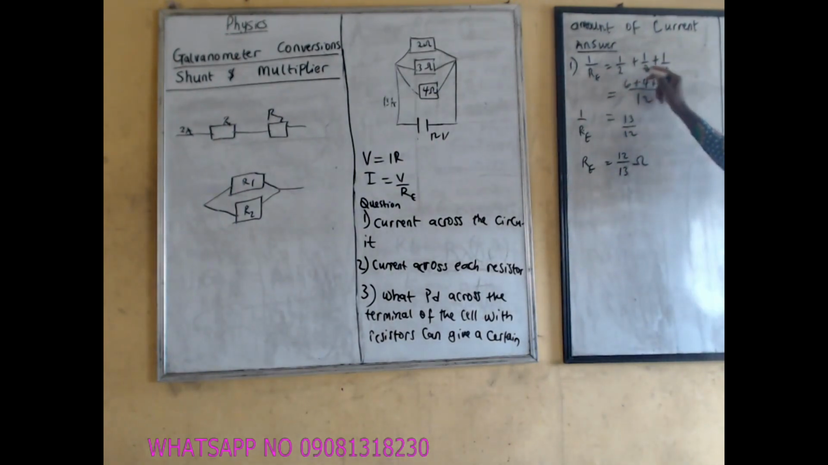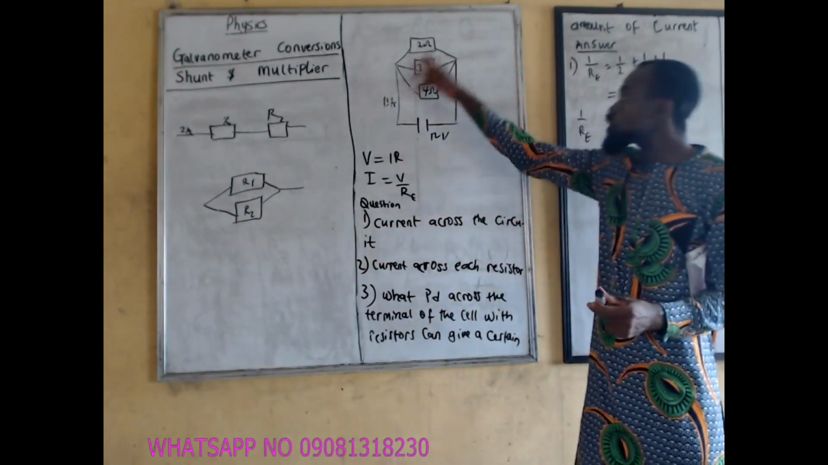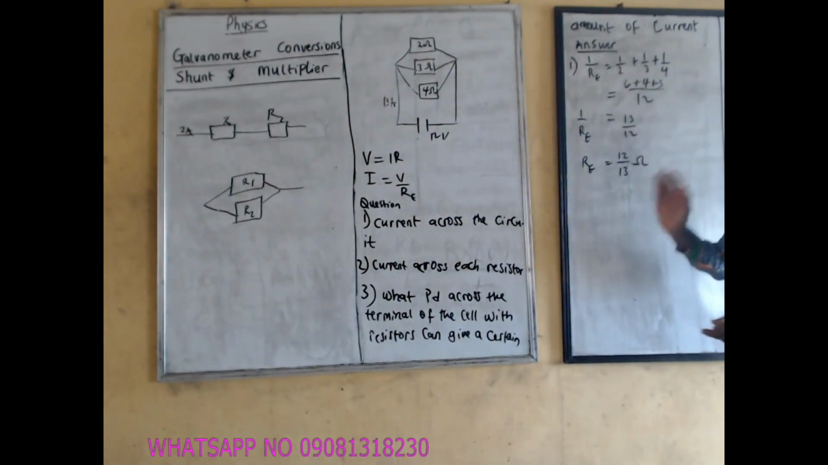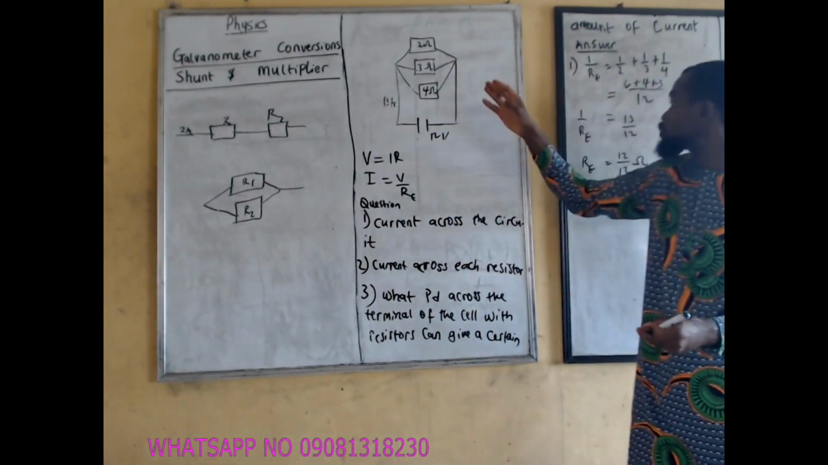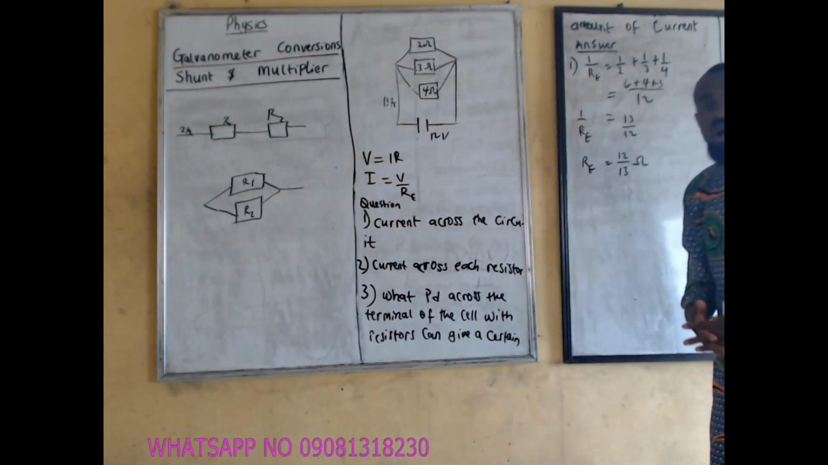The LCM of 2, 3 and 4 gives us 12. 12 divided by 2 is 6. 12 divided by 3 is 4. 12 divided by 4 is 3. 6 plus 4 plus 3 is 13. Then we take the reciprocal of both sides. So, if you want to calculate the current across this resistance, the first thing you must do is to calculate the equivalent resistance from the number of resistors you have.